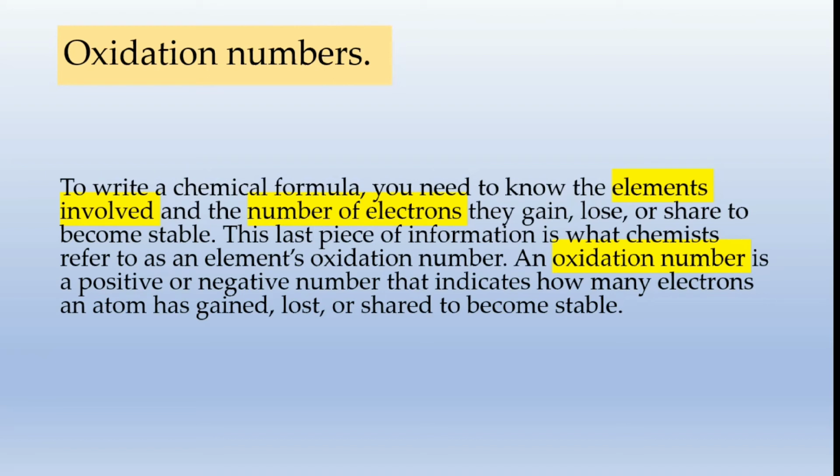Oxidation numbers. To write a chemical formula, you need to know the elements involved and the number of electrons they gain, lose, or share to become stable. This last piece of information is what chemists refer to as an element's oxidation number. An oxidation number is a positive or negative number that indicates how many electrons an atom has gained, lost, or shared to become stable. Now, maybe you're asking, how can I know the oxidation number of an element?